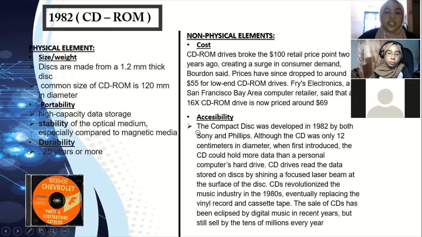Okay, next, accessibility. The compact disc was developed in 1982 by both Sony and Philips. Although the CD was only 12 centimeter in diameter when first introduced, the CD could hold more data than a personal computer's hard drive. A CD drive reads the data stored on the disk by shining a focused laser beam at the surface of the disk. CD revolutionized the music industry in the 1980s, eventually replacing the vinyl record and cassette tape.